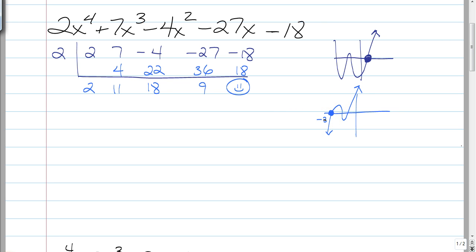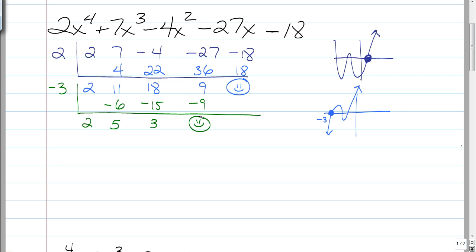His name is -3. So what we're going to do is go back, drop another big L, and put the -3 in front, and watch. We're just going to use synthetic division again. So bring the 2 down. -3 times 2 is a -6, and 11 minus 6 is 5. -3 times 5 is a -15. 18 minus 15 is 3. -3 times 3 is a -9. We have no remainder.